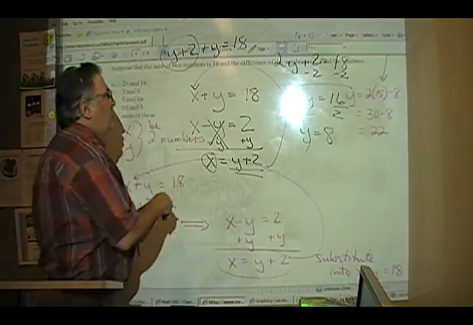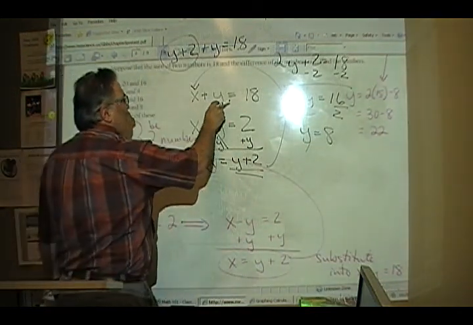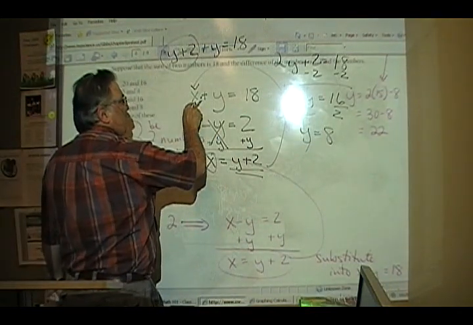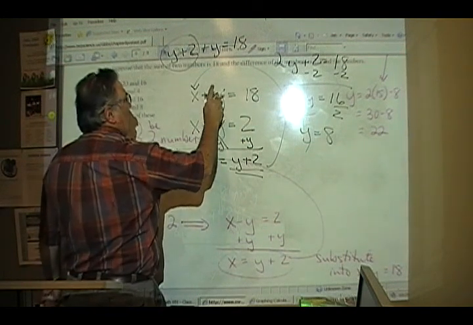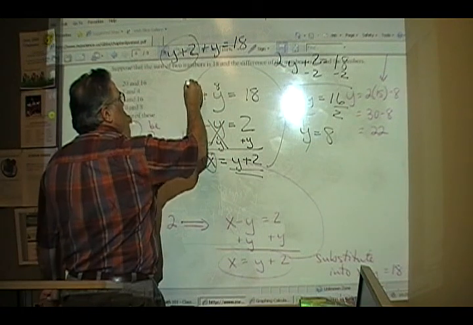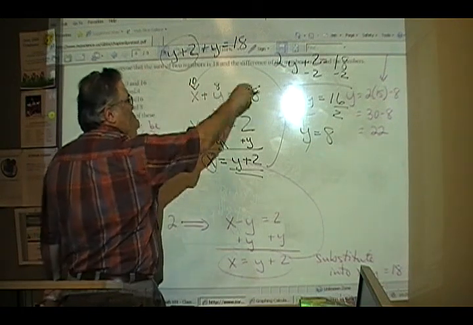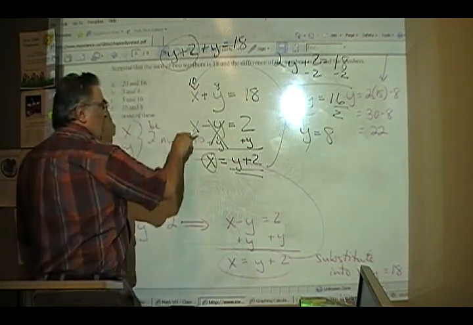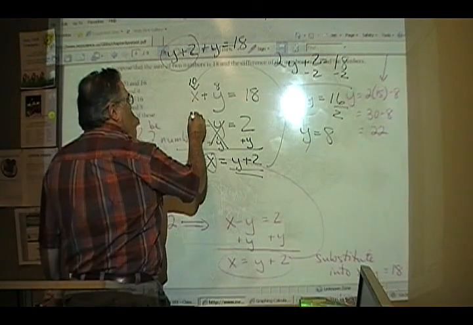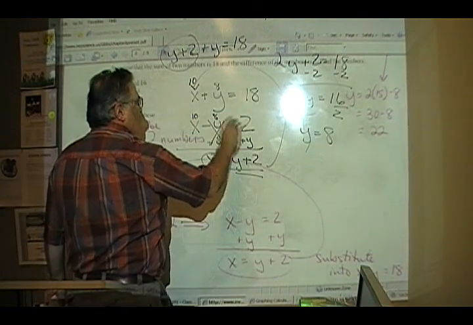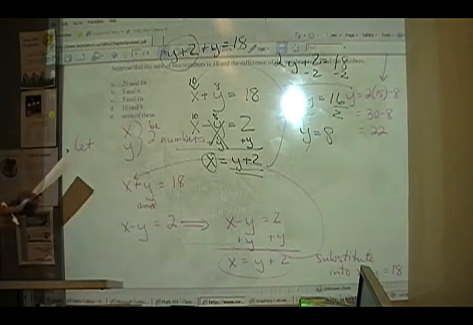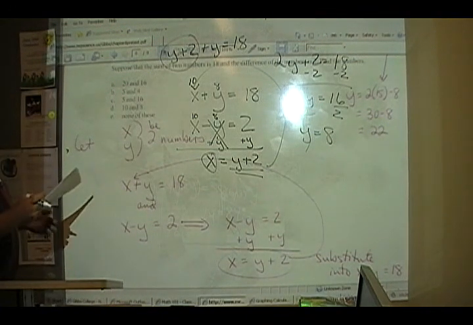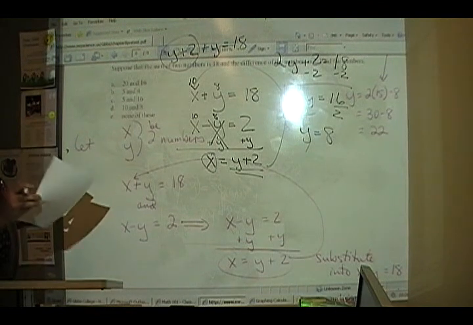Let's go back to our two equations. If y is 8, what's x? We said x plus y equals 18. So if y is 8, x is going to have to be 10. So 10 plus 8 is 18. Now let's move that down to the second equation. 10 minus 8 equals 2. So that's the solution for both equations: x is 10 and y is 8.